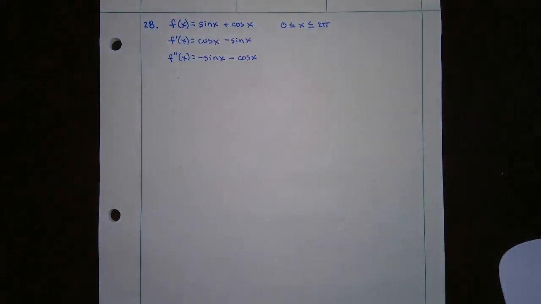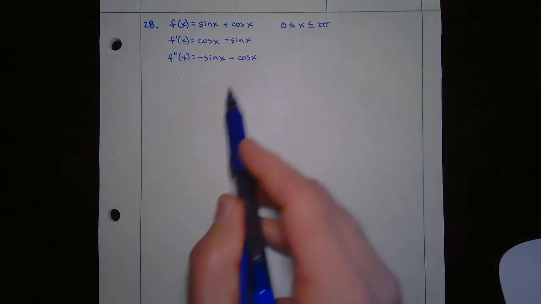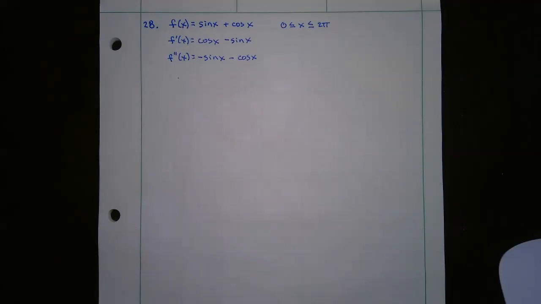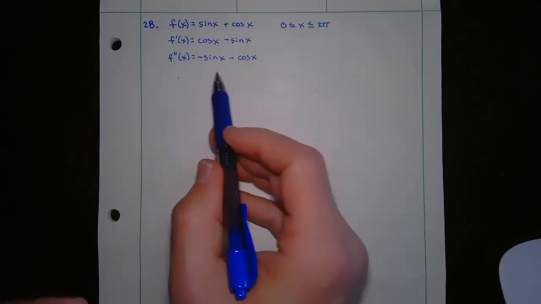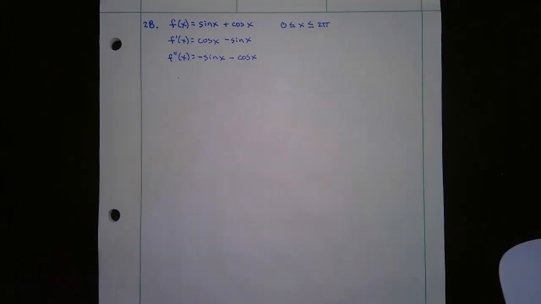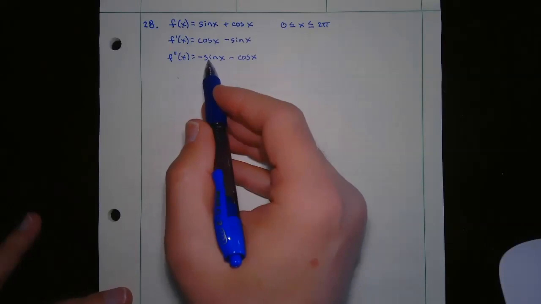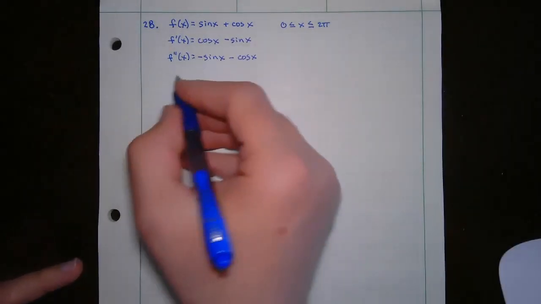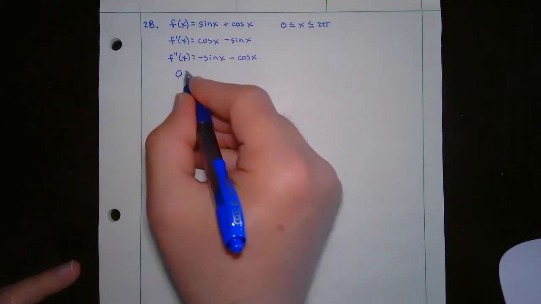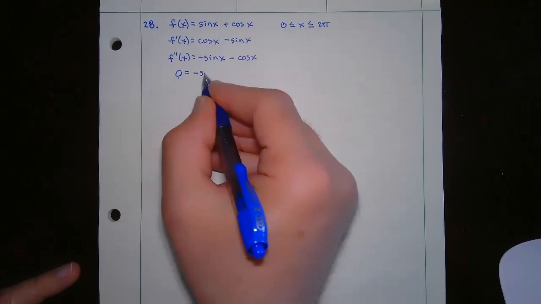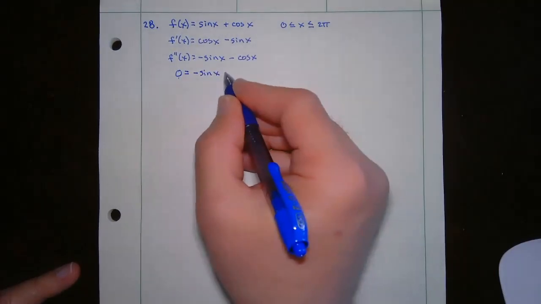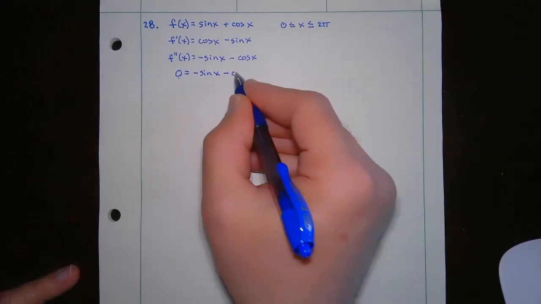Okay, so now we're only looking from 0 to 2 pi, okay? So now we got to find the critical values, okay? So these are the x values where the second derivative is either 0 or undefined. Sine x and cosine x, neither of them is going to be undefined, okay? So you're fine with all of this. So what we're going to do is set this equal to 0. So 0 is equal to negative sine of x minus cosine of x.